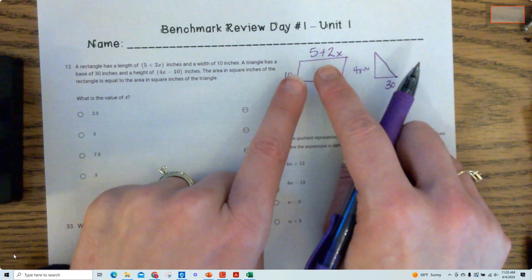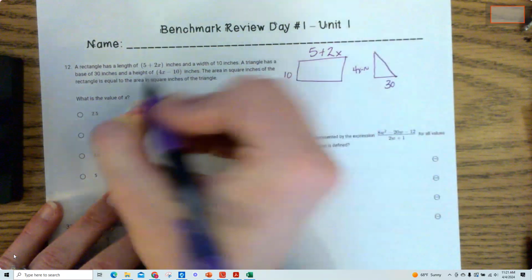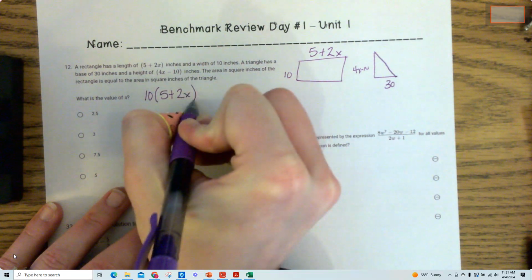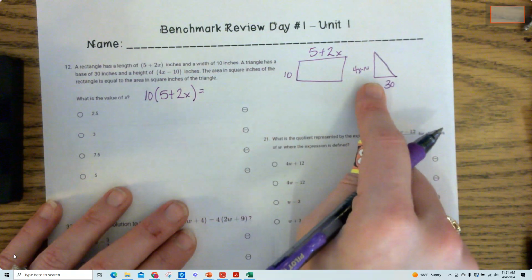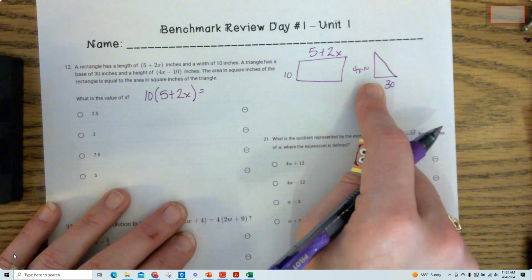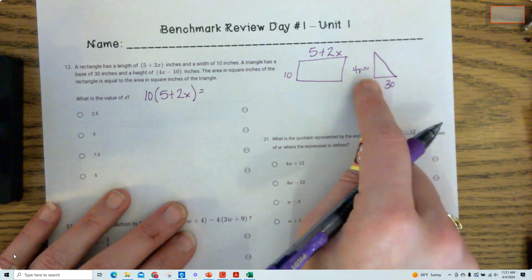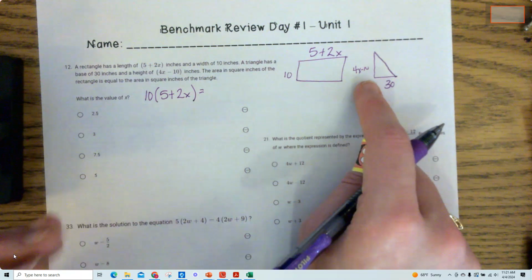Okay. How do we find the area of a rectangle? Length times width. So 10 times 5 plus 2x. That area is equal to the area of the triangle. Anybody remember the area of a triangle? That's what makes it hard, because they don't give you the formulas anymore. Area of a triangle is 1/2 base height, or 1/2 length times width.